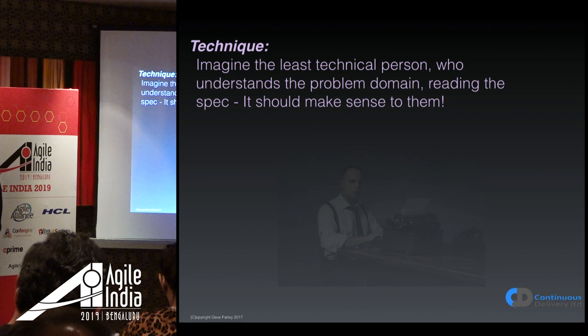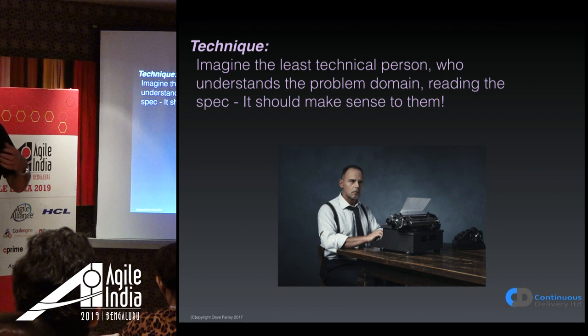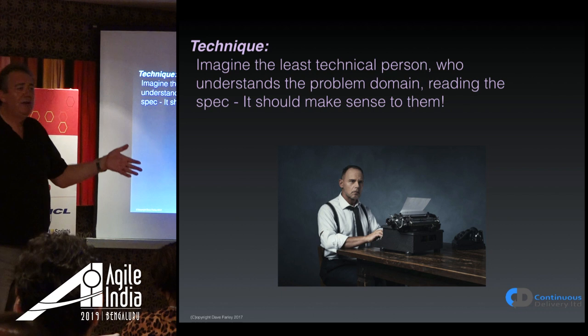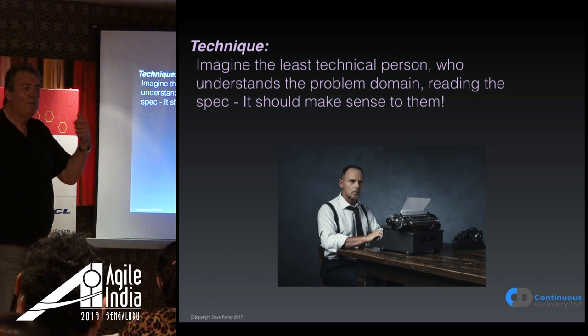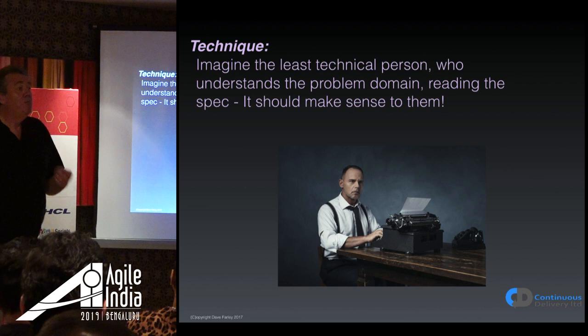A good sanity check when you're writing requirements and these test cases is to imagine the least technical person you can think of who understands the problem domain. If they were to read the test case, they should be able to understand what it means. It doesn't necessarily have to be in a human language, but it has to be simple enough to parse, even if you're a non-technical person. I'm going to show you some examples of what I mean as we go through. It's not a requirement that end users can write the specifications. I don't see that personally as a necessary goal. It can be a handy side effect, but they do need to be able to read it.